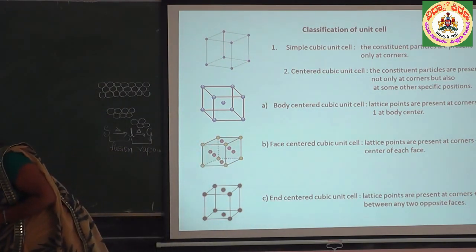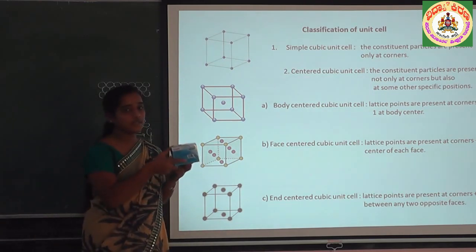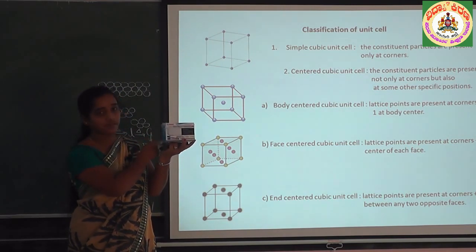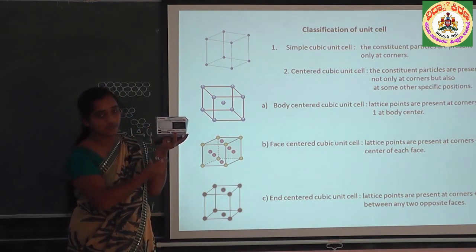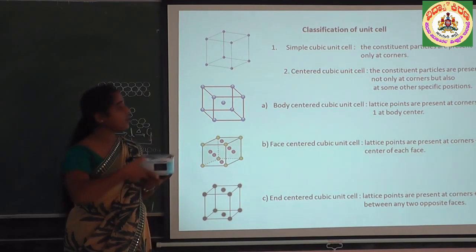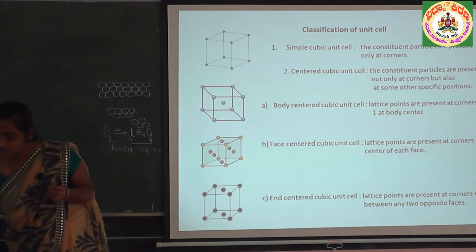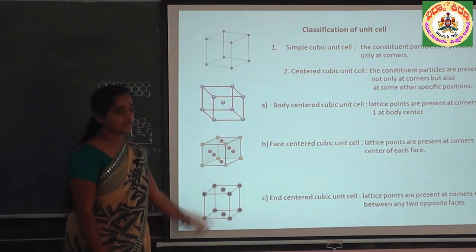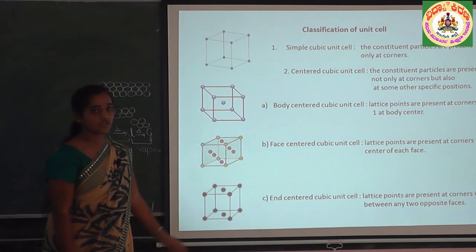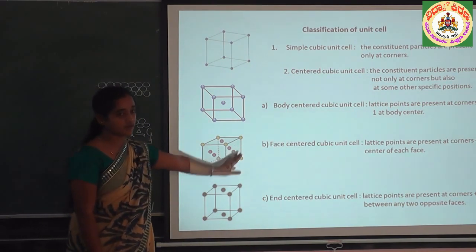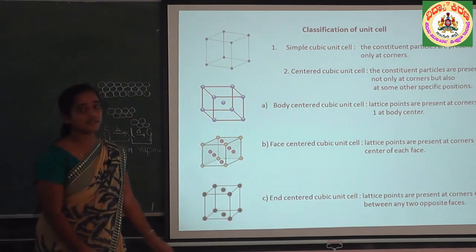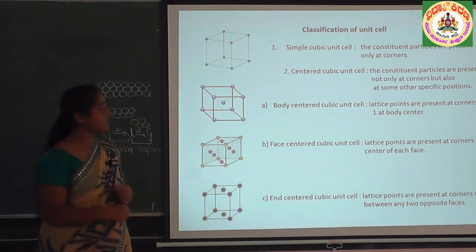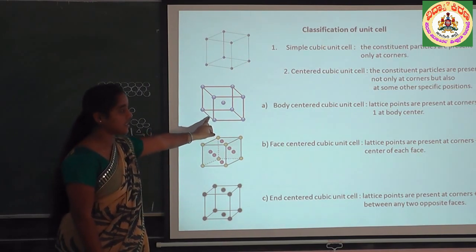Suppose I take this as a box, this is the unit cell. This is the front face and this is the back face. This is top and then bottom, left and right. Totally how many faces? 6 faces. So 6 constituent particles. See, 1, 2, 3, 4, 5, 6. 6 are present in the face centered cubic unit cell. In addition to 8 at the corners, 6 are present at the center of each face. So total there are 14 lattice points. Here total there are 9 lattice points.